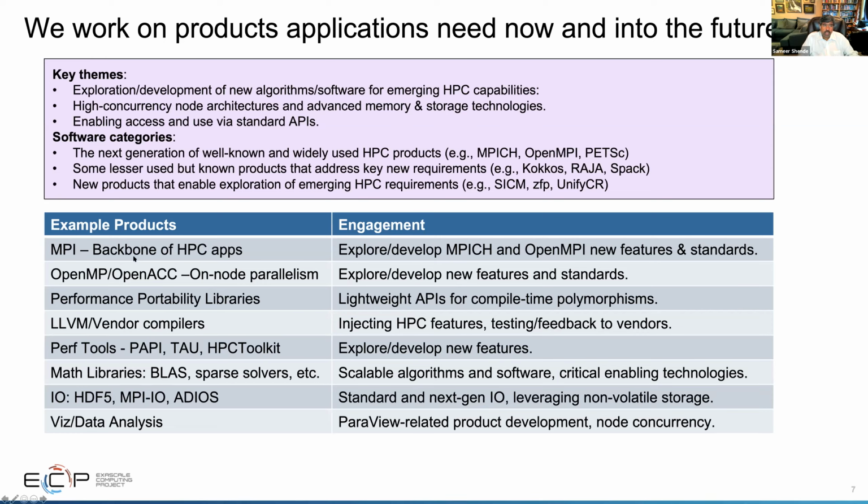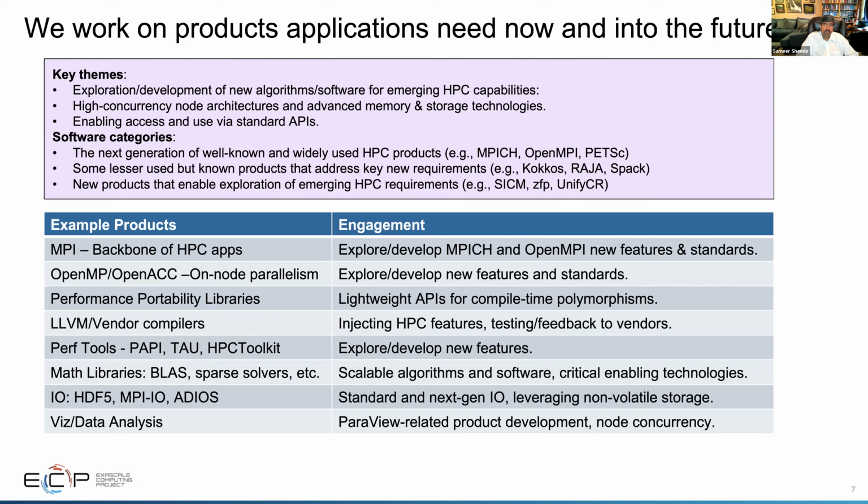The products include MPI, which provides the backbone of HPC applications, OpenMP, OpenACC, performance portability libraries such as Kokkos and Raja, and also LLVM. LLVM has emerged as a very important technology for DOE and the rest of the HPC community. And there is a DOE fork of LLVM where many of the projects that are funded under ECP are getting integrated. And then that is available as part of E4S.